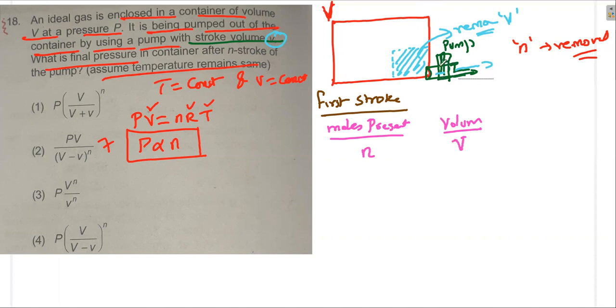What will be removed is this portion, and what is left? Let's call what is left n prime. The portion that is removed is n minus n prime, and what is left is n prime. That's the symbol we are taking. And what is the volume it is occupying? Remember, after this process is over, it will eventually occupy the full volume.